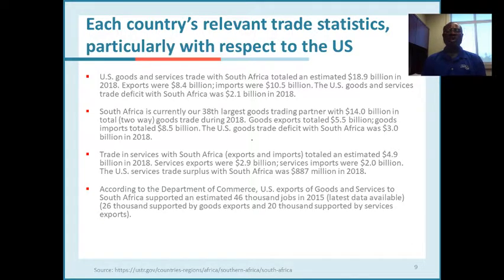South Africa is currently our 38th largest goods trading partner with 14.0 billion in total two-way goods trade during 2018. Goods exports totaled 5.5 billion. Goods imports totaled 8.5 billion. The U.S. goods trade deficit with South Africa was 3.0 billion in 2018.